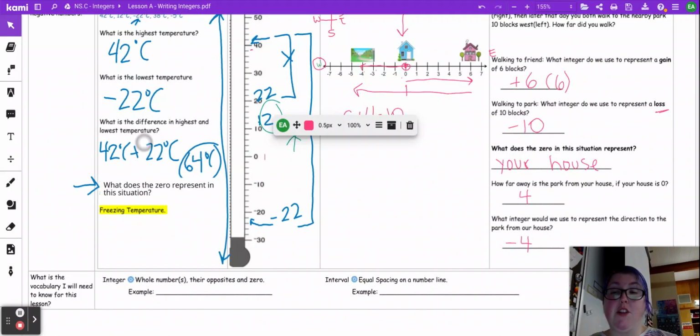Now, make sure that you fill in your vocabulary with examples so that you remember the word integer. That will appear on your PCQ and on your test.